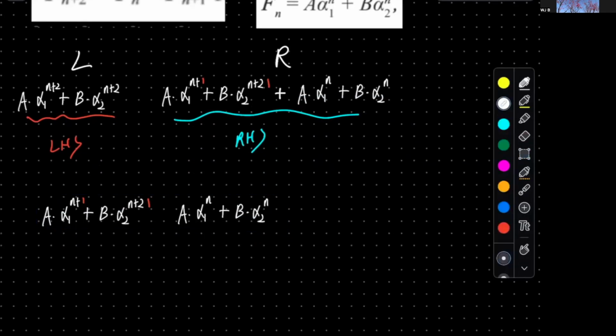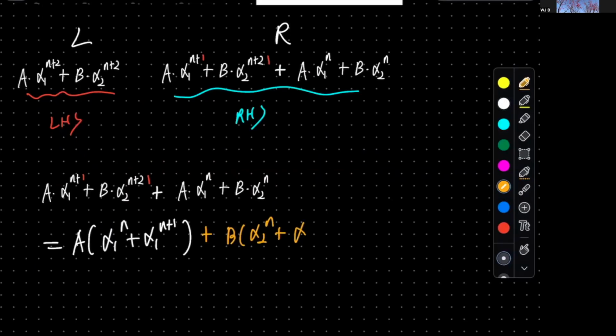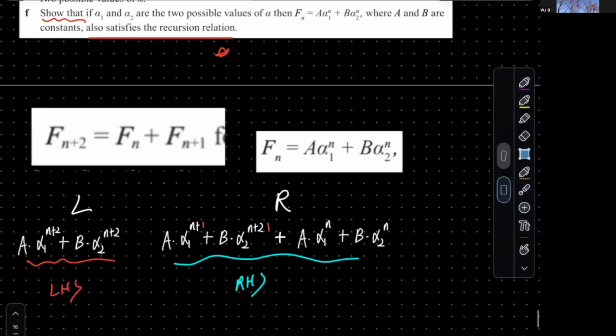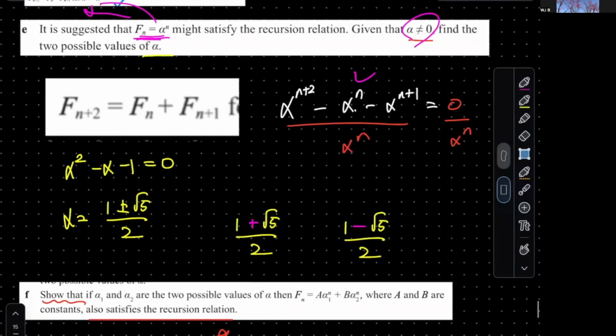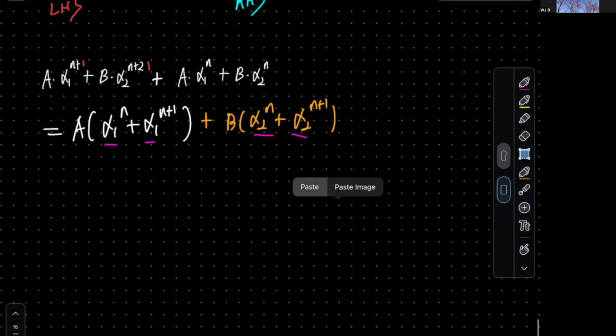So now I have the sum here, and then you can factorize by the common factor, which is a. Then I've got alpha 1 to the power of n plus alpha 1 to the power of n plus 1. That's great. Plus b of alpha 2 to the power of n plus alpha 2 to the power of n plus 1. And in fact, you know what? These were the solutions of this Fibonacci sequence, and they are supposed to work because they are the roots.